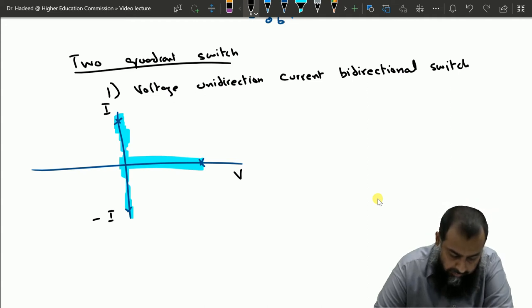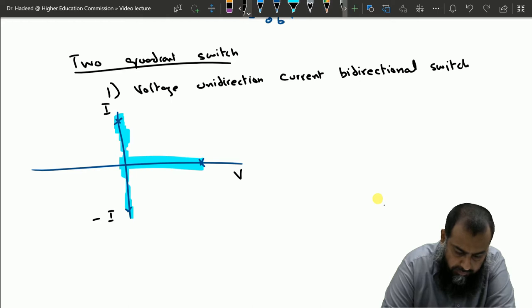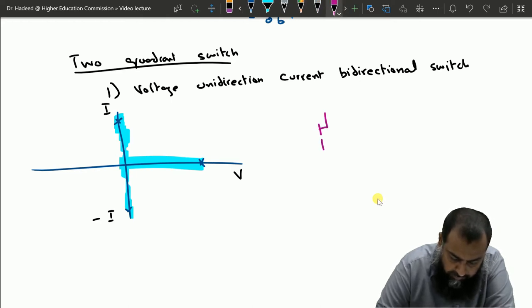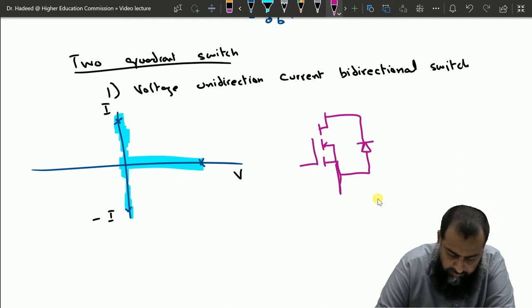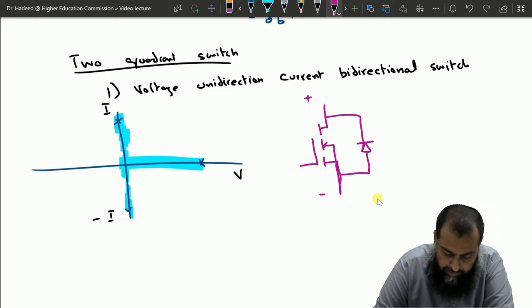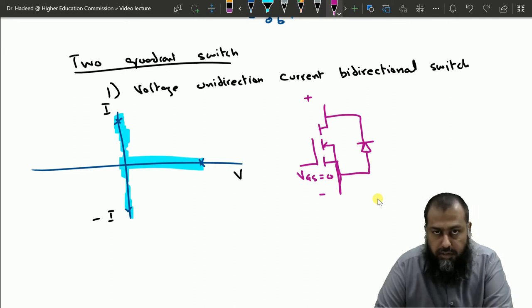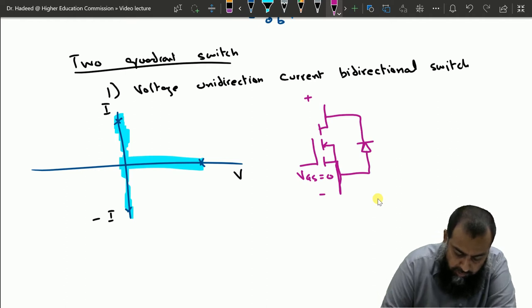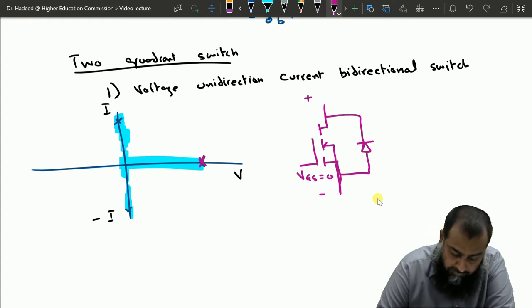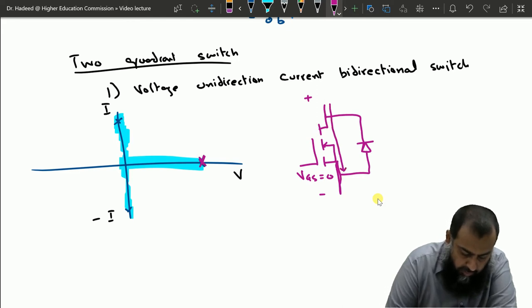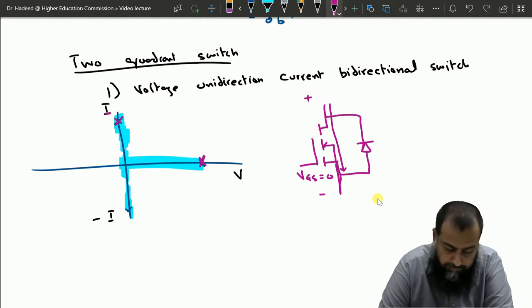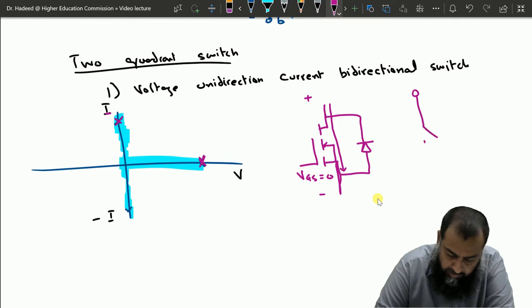Now the first device which is capable of doing this, which comes to our mind, is the MOSFET, right? So we have a MOSFET here. Because the MOSFET has inherently a body diode connected here, and if we apply the positive here and a negative here, and we do not apply VGS, or VGS is set equal to zero, then we do not have a current flow through this body diode, because this becomes reverse biased, and this device is now capable of blocking the positive voltage, right? If we apply the VGS, then the current shall flow through this particular device, and hence it is able to conduct the current in the positive direction or in the forward direction.